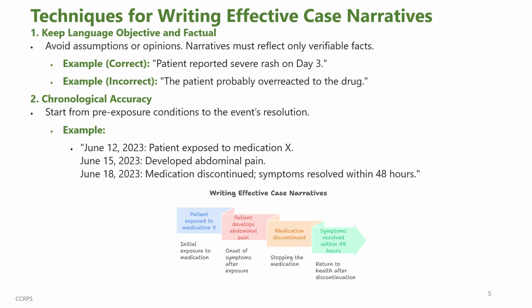2. Chronological accuracy, to start from pre-exposure conditions to the event's resolution. Example: on June 12, 2023, patient was exposed to medication X. On June 15, 2023, patient developed abdominal pain. On June 18, 2023, the medication was discontinued and the symptoms resolved within 48 hours.